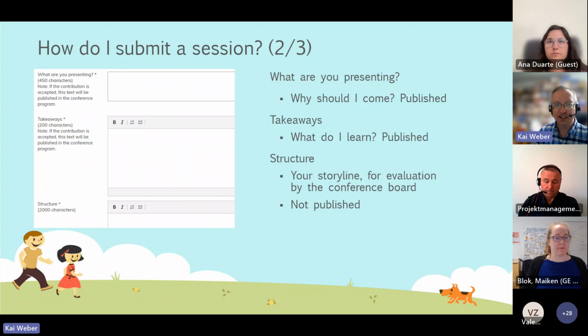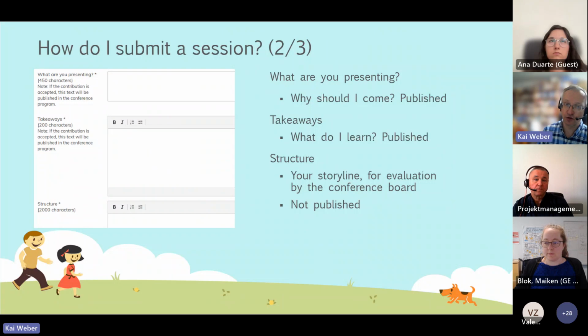So yes, please make sure that you do all three fields justice. What are you presenting? Advertise to your audience. Takeaways. What are the lessons learned to your audience? The first two are published. And then the structure, that's for the conference board, so we understand what you're trying to do.